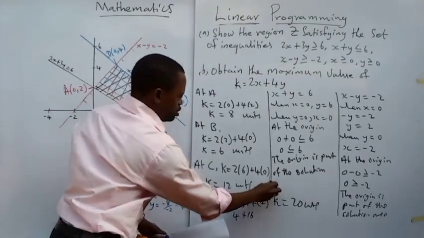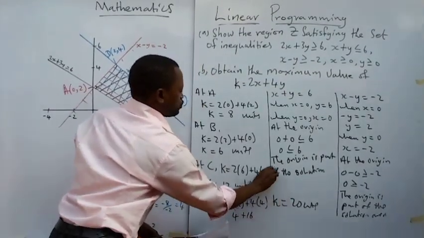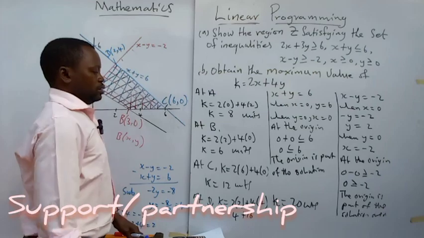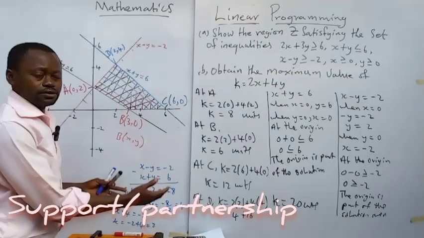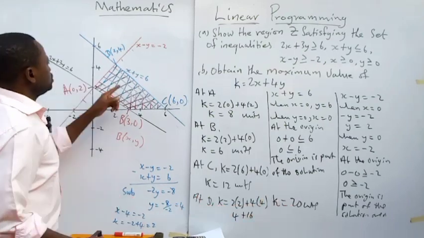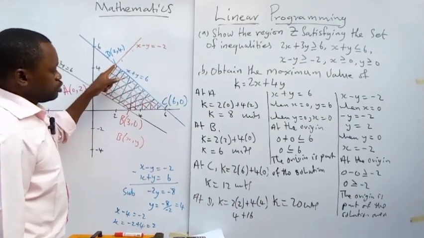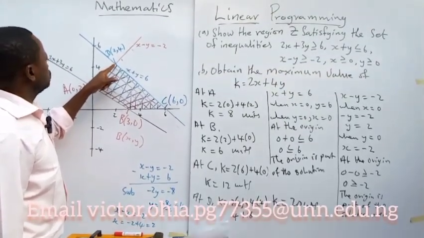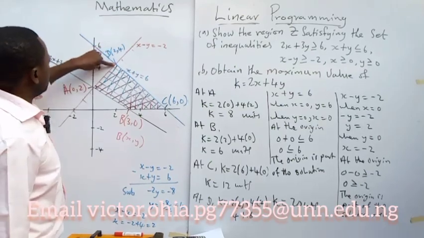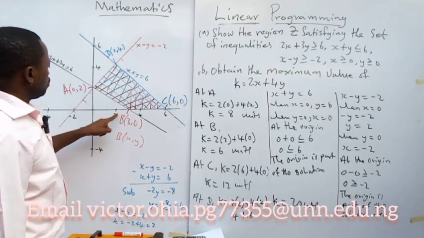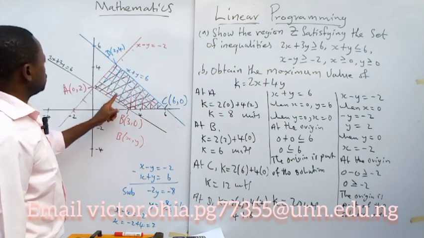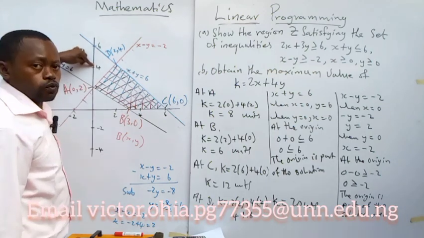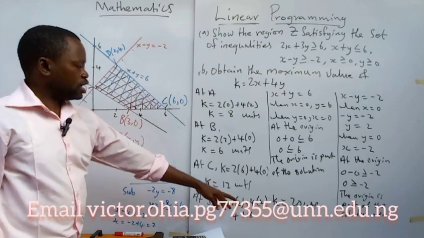Now, if I happen to be the one to advise you in a matter like this, what I'm going to tell you from my analysis is that this combination of 2 units of x and a combination of 4 units of y will give you a maximum output of 20 units.